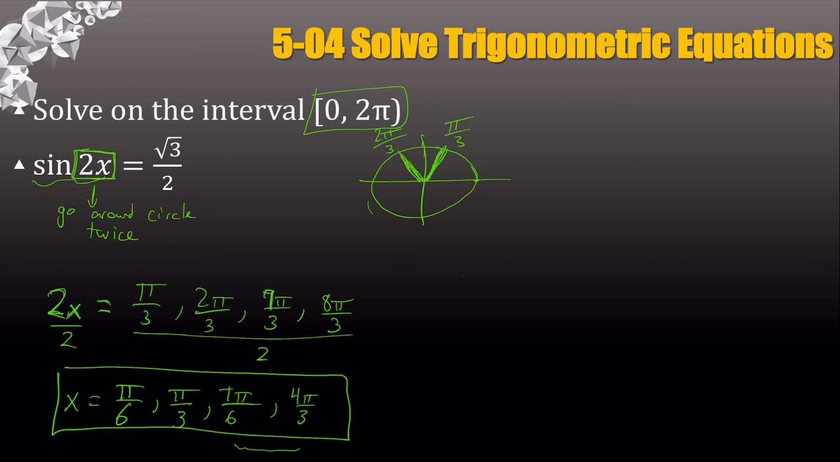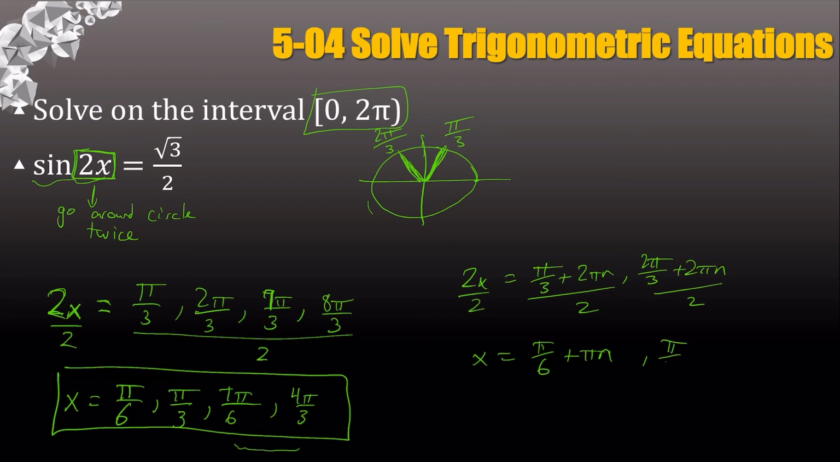Or if you'd like, you could have said 2x is pi over 3 plus 2 pi n, or 2 pi over 3 plus 2 pi n. And then when you divided by the 2, you'd get pi over 6 plus pi n, or pi over 3 plus pi n. Well, what's pi over 6 plus pi? If I let n be 1, that would make it 7 pi over 6. And for the second one, if I let n be 1, pi over 3 plus pi would be 4 pi over 3. And you see, oh, there's those answers.